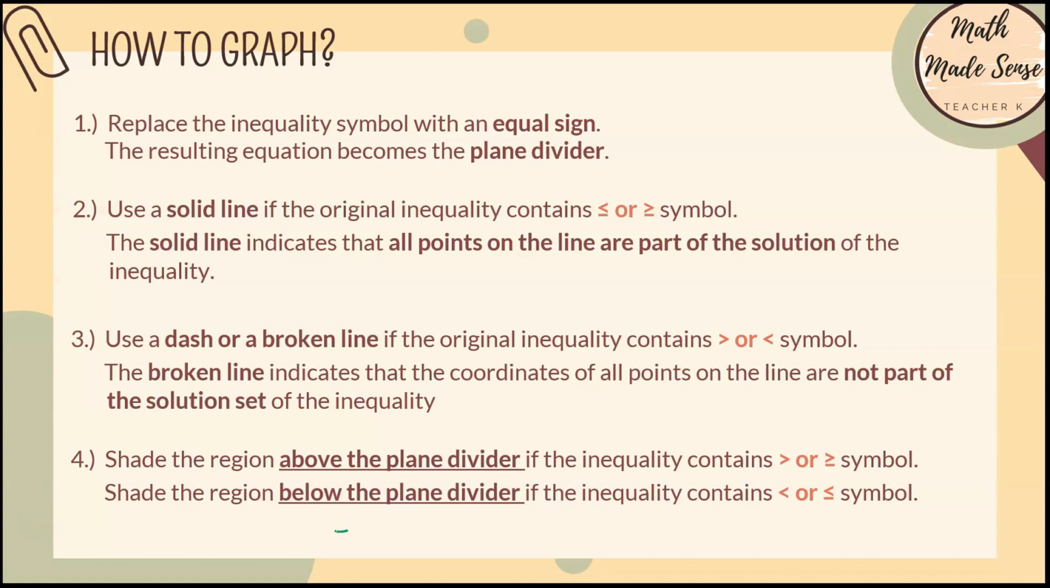In cases where we have a negative y in our linear inequality, we need to interchange the shading of the region. Hence, if the inequality contains a greater than or equal to symbol, we need to shade below the plane divider. And if it contains a less than or equal to symbol, we need to shade above our plane divider. So that is only if our y is negative.